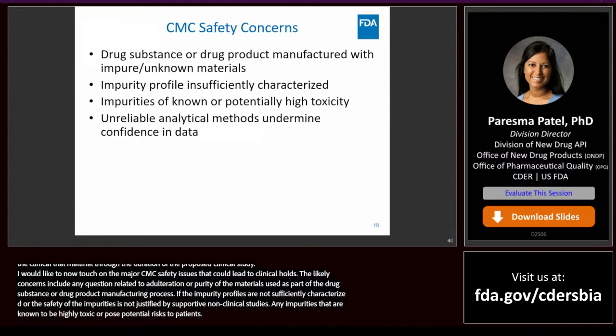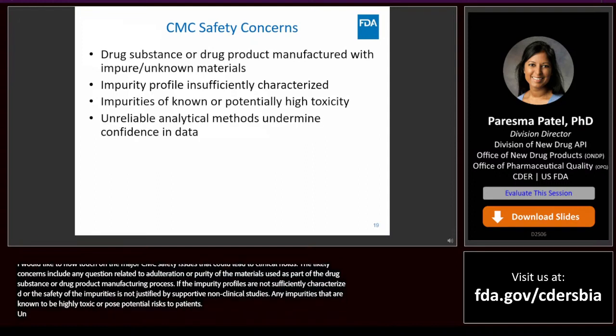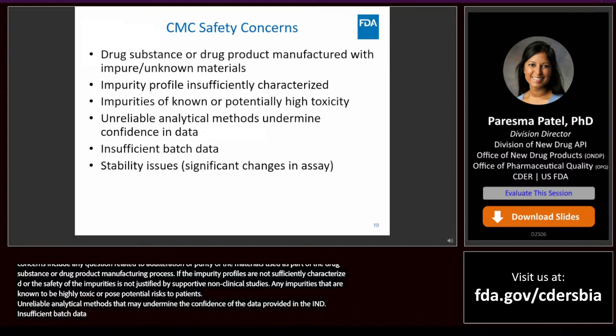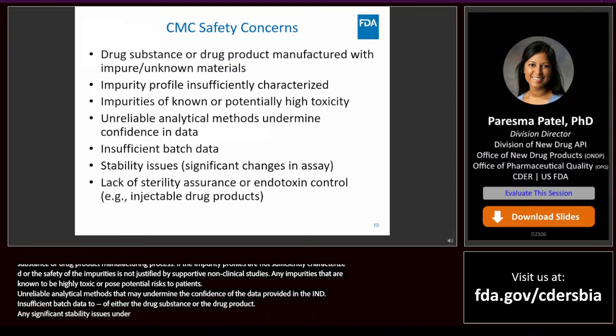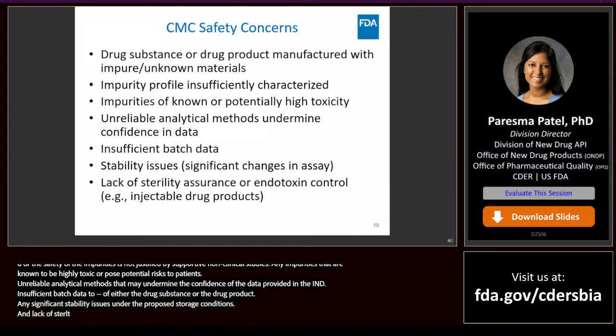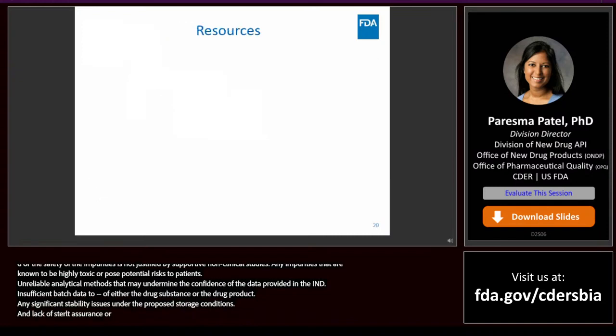Unreliable analytical methods that may undermine the confidence in the data provided in the IND. Insufficient batch data to demonstrate manufacturability of either the drug substance or the drug product. Any significant stability issues under the proposed storage conditions. And lack of sterility assurance or endotoxin controls, for example, for parenteral drug products.